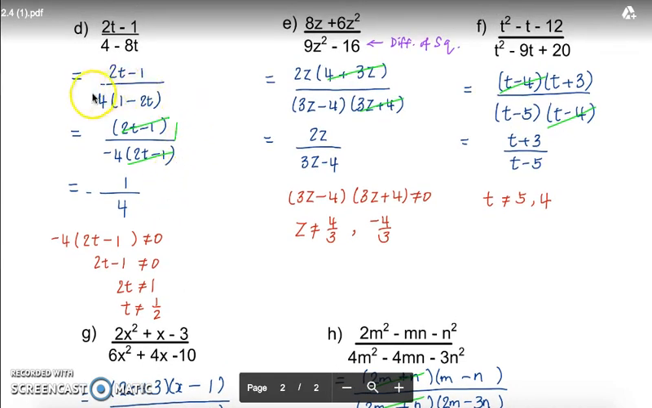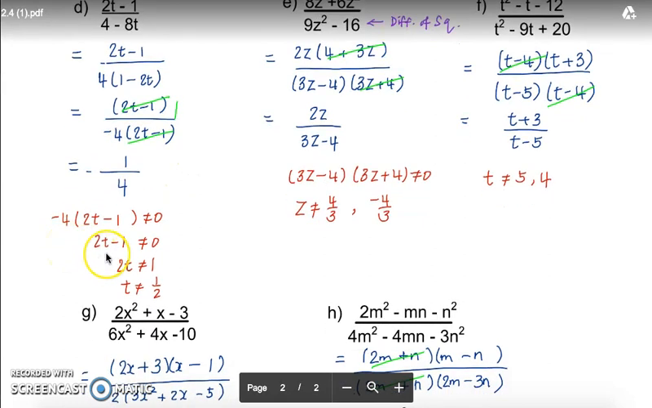Take the factored form of your original denominator, or this, it doesn't matter, and then you can try to solve for t to see what is the restriction of this rational expression. So 2t minus 1 cannot be 0, so 2t cannot be 1, or t cannot be 1 over 2.